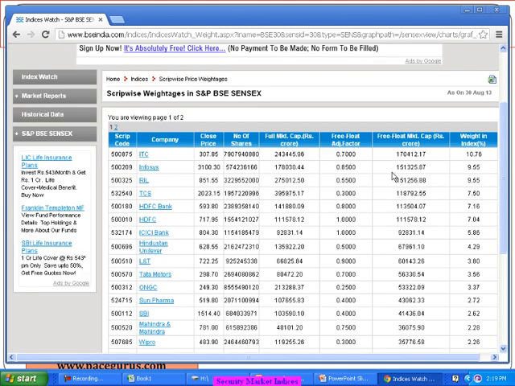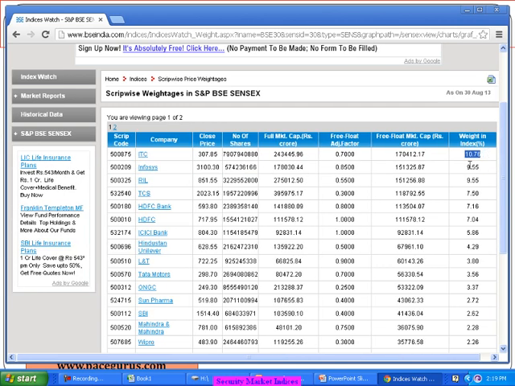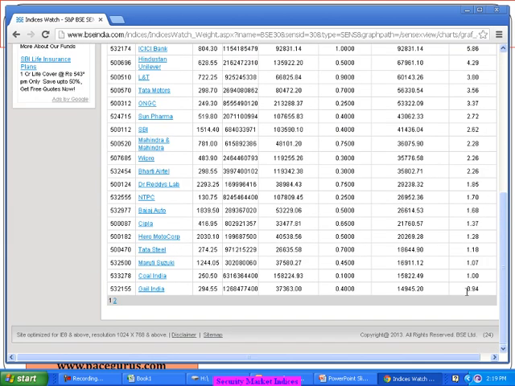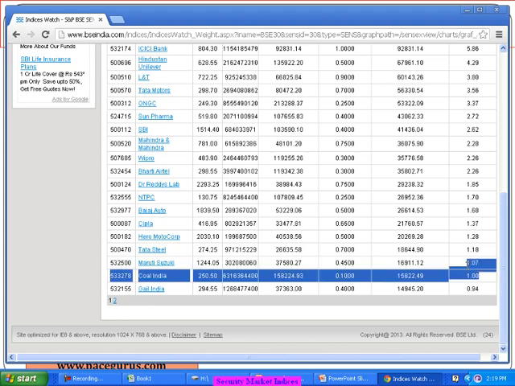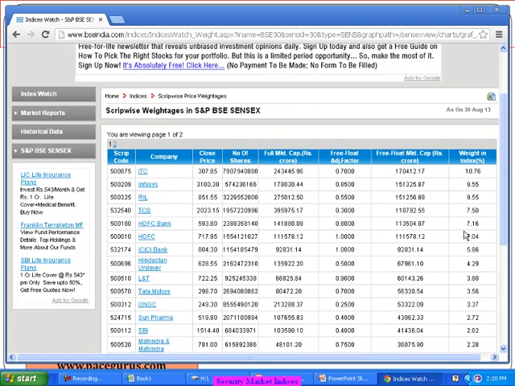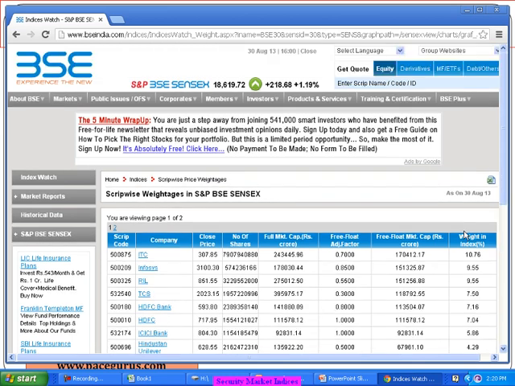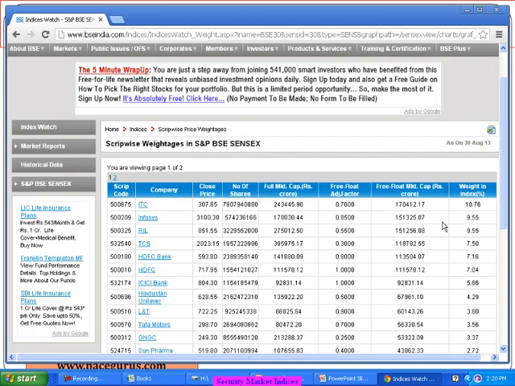Okay, these are the percentages right now which they are giving. ITC, they have given 10.76% weightage. In the computation, Infosys is given 9.5, Reliance Industries is given 9.55. These are the weightages they have given, which means the 30th, towards the end, GAIL India is given only 0.94% weightage, or Coal India is given only 1% weightage. So different companies are given different weightages.